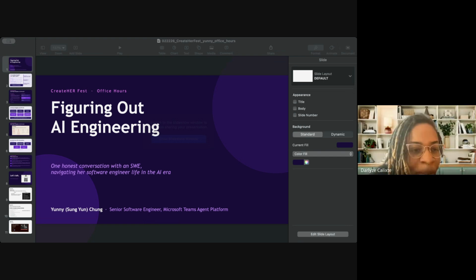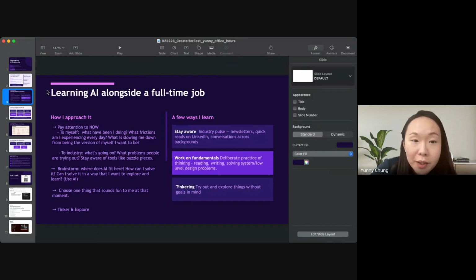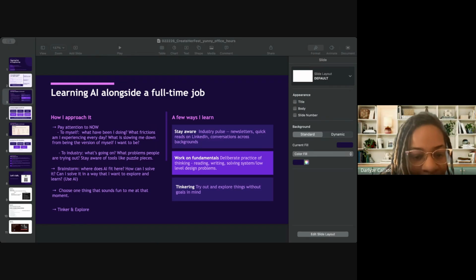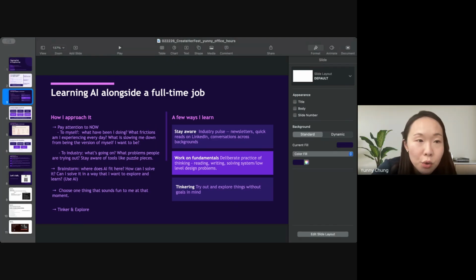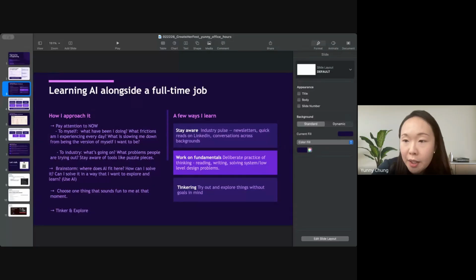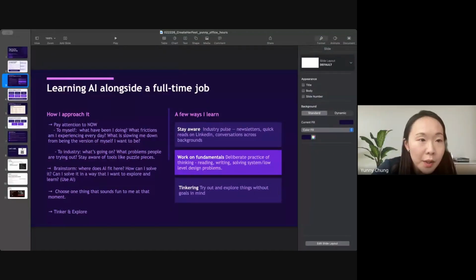Hey, Yunny, I just realized I think we're still seeing the first screen, the first slide. Yeah. Oh no, really? Give me one second. Thanks for letting me know. Yeah, and now we're seeing "Learning AI alongside a full-time job." Maybe I'll just do it here instead of in full screen so I can see you all. Mm-hmm. So sorry about that.